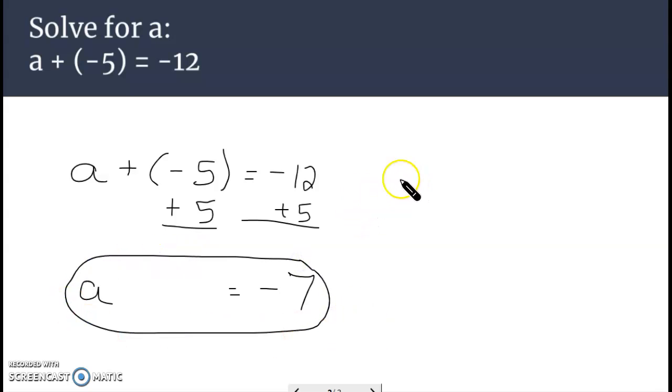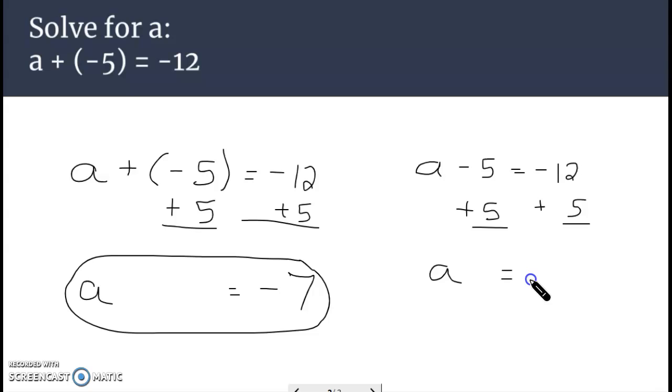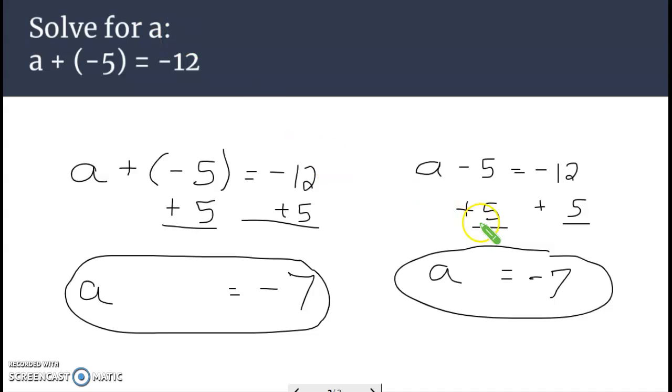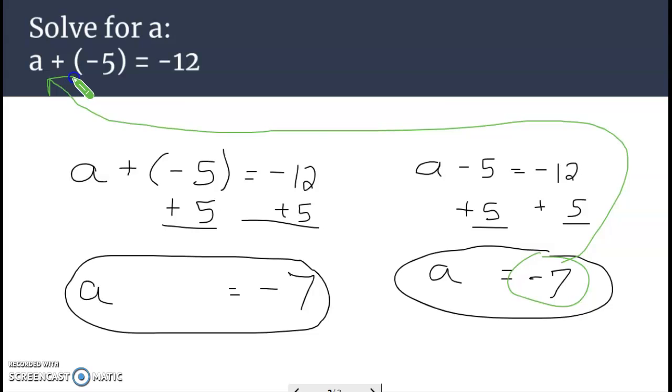Now, there's another way you could rewrite this. If I rewrite the original problem, a plus negative 5, we could have just written it as a minus 5. And then now we're just adding 5 once again. And we're going to get the same result. A is going to equal negative 7. And if we're checking negative 7 back into the original, negative 7 plus negative 5 does equal negative 12.